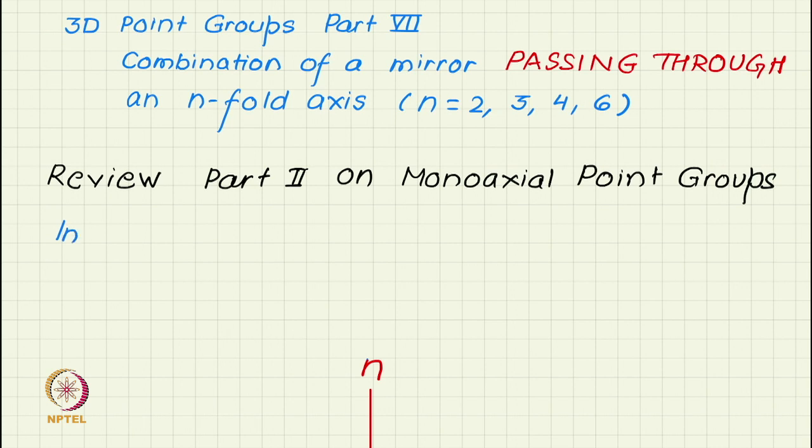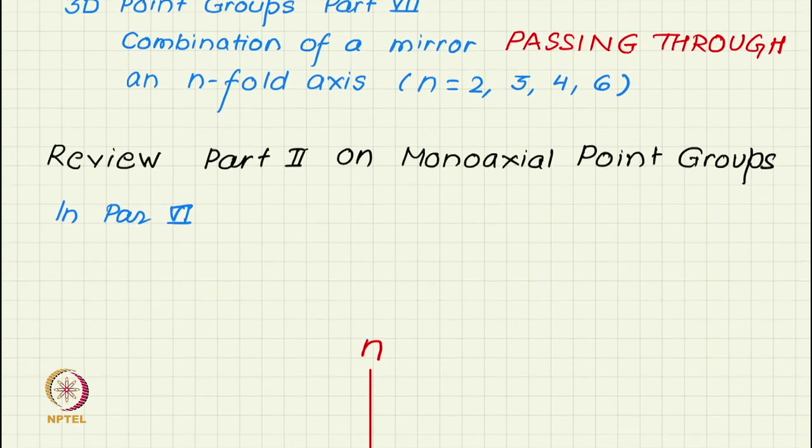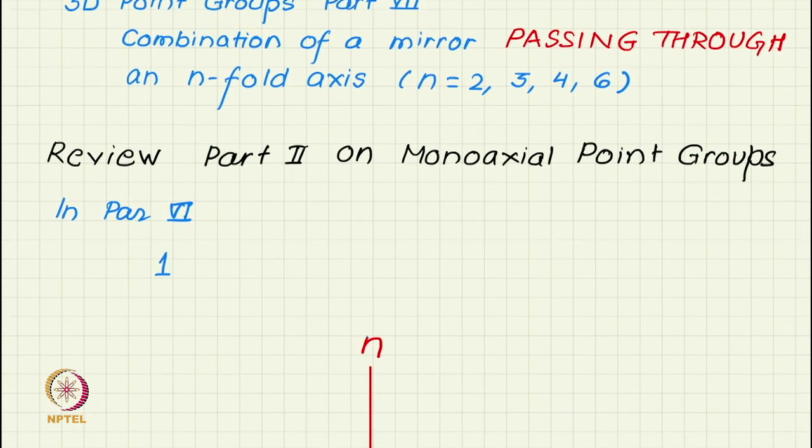In part 6, we developed 5 improper monoaxial groups: 1 bar, 2 bar, 3 bar, 4 bar and 6 bar. That is, 1-fold roto inversion, 2-fold roto inversion, 3-fold roto inversion, 4-fold roto inversion and 6-fold roto inversion. Out of this, as we noted, 1 bar and 2 bar are special.